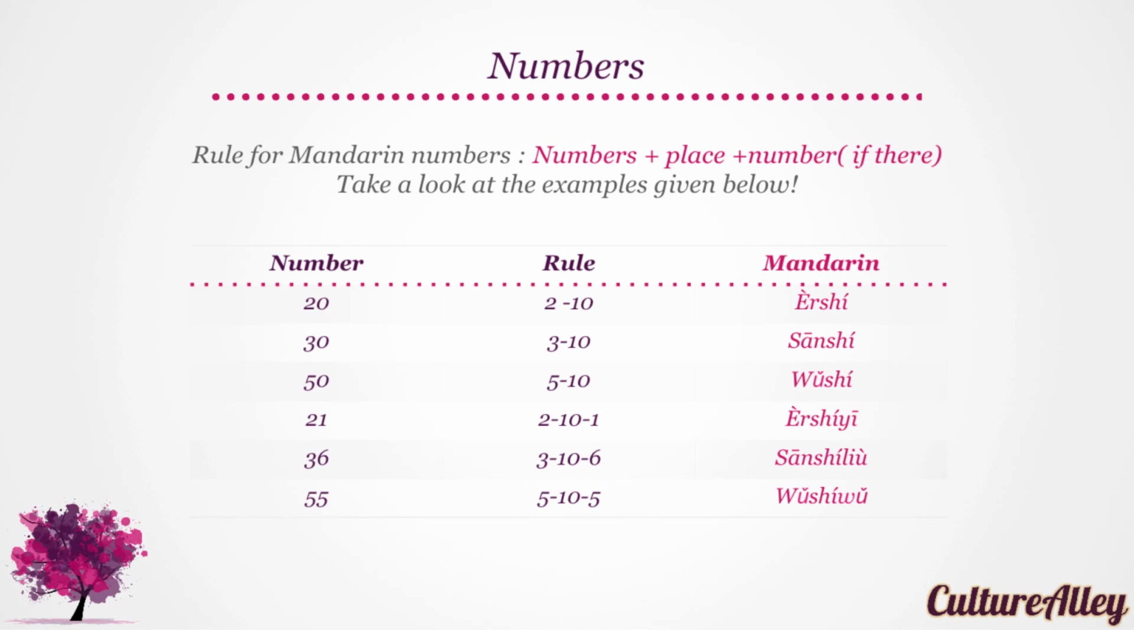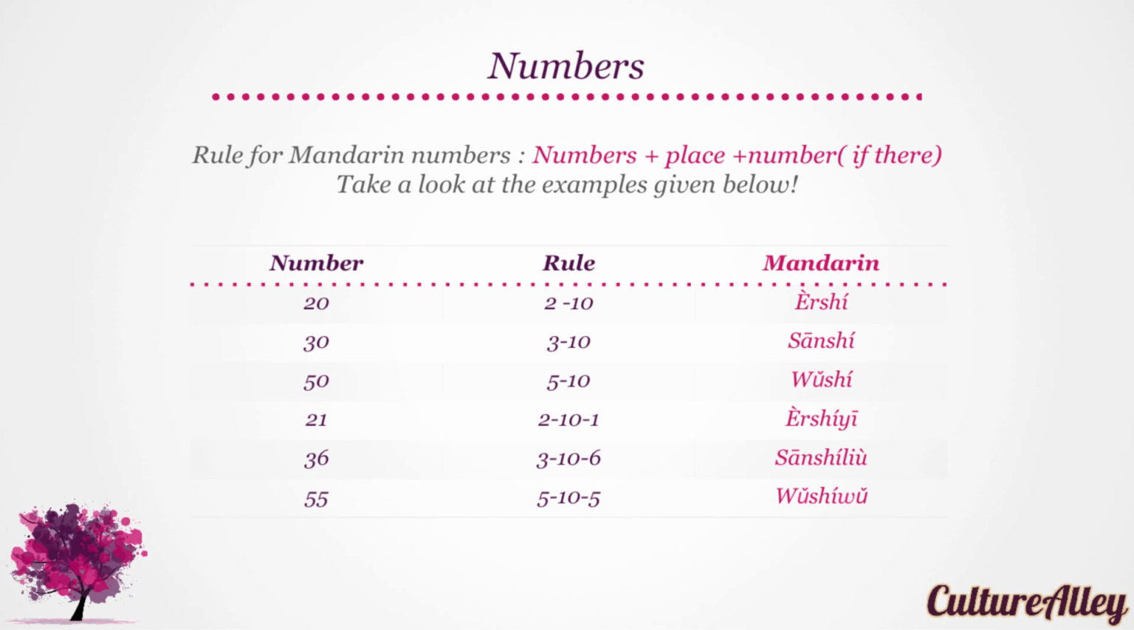In general, the rule for Mandarin numbers 20 through 99 is the number and place for numbers ending in 0, and number, place, and number for any other numbers such as 21, 33, etc. Let's take a look at the examples given below. 20 becomes 20. That is 2 and 10.